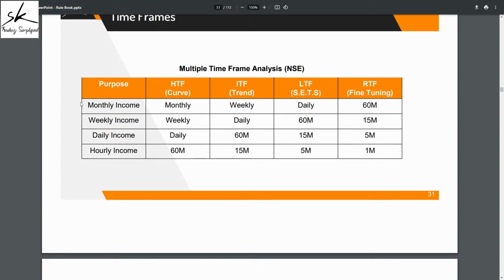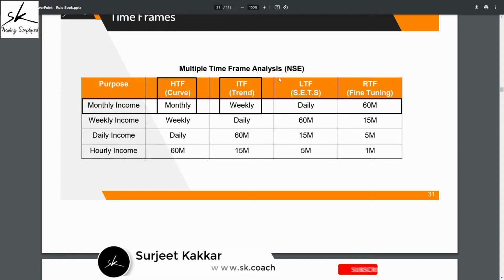Like in this example, I want to plan monthly income trades. So as a monthly income trader, my time frames will be monthly, weekly, daily, 60. Monthly will be the higher time frame used for curve analysis. Weekly will be the intermediate used for trend analysis. Lower time frame will be daily. That is where we get our SETS from. SETS stands for stop loss, entry, target, and size.